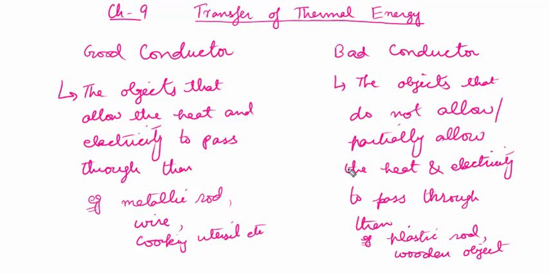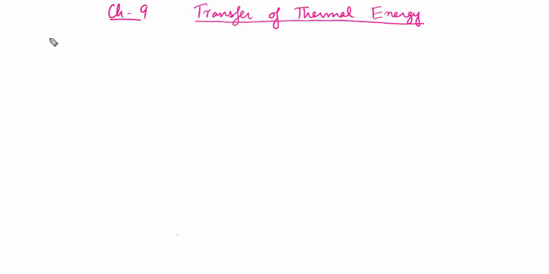So after discussing the good conductor and the bad conductor, we have to see the process of conduction through which the heat is passed through the solids. Alright, so conduction. In this chapter we are basically discussing the transfer of thermal energy, how thermal energy is transferred from one object to another, or within one object from one point to another. So our objects under consideration would be solids, liquids and vacuum or gases. First of all, let's see the conduction.